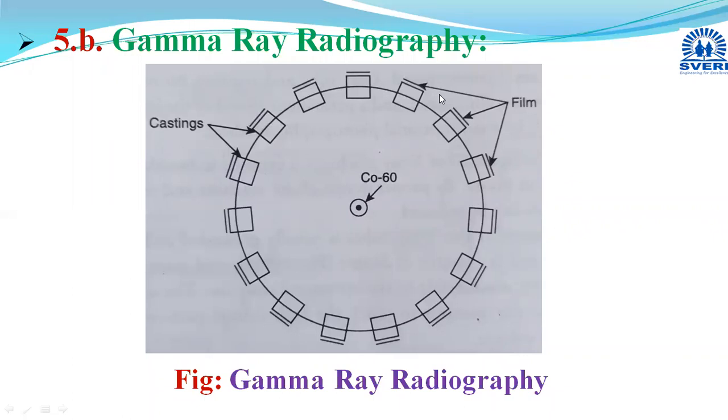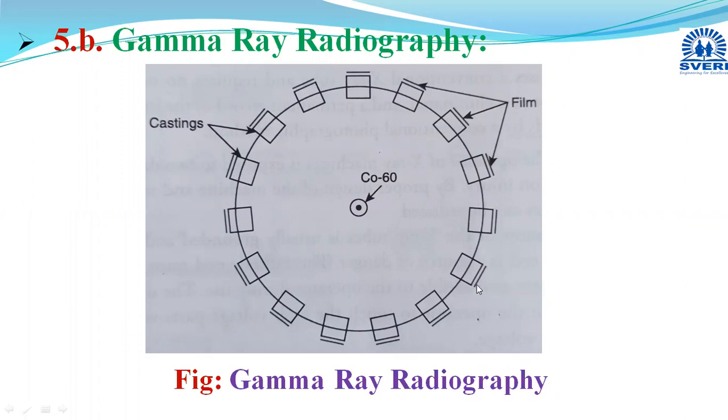Now what we are doing in this gamma ray radiography: the source gives you the gamma rays. Generally, the radioactive element cobalt 60 is used for obtaining these gamma rays. Then these gamma rays are allowed to pass through the specimen, and at the opposite side of that specimen one film will be there to record the output. This film will be termed a radiograph.